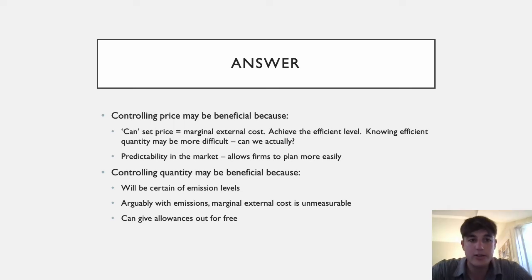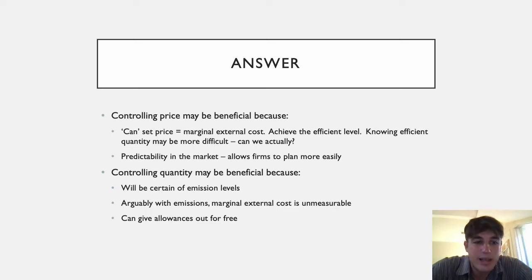Now, by comparison, the emissions trading scheme, which is controlling quantity, that control of quantity may be beneficial because we're certain of our emission levels. We're not going to have a boom year where all of a sudden we thought we were going to have 100 million tonnes of emissions, but actually we have 200.